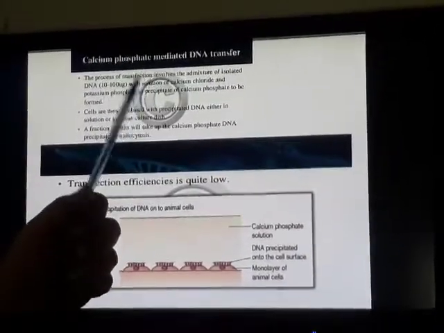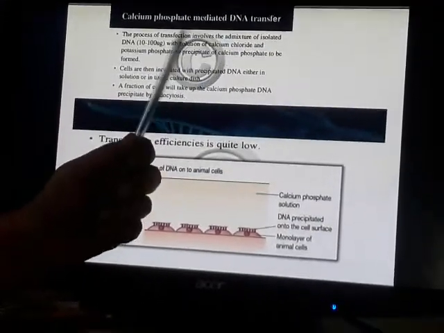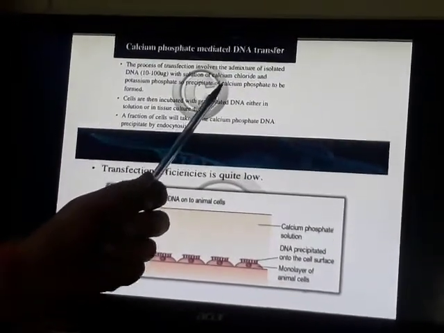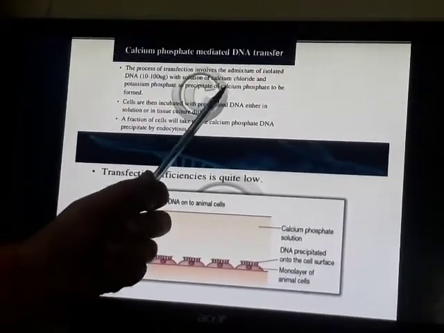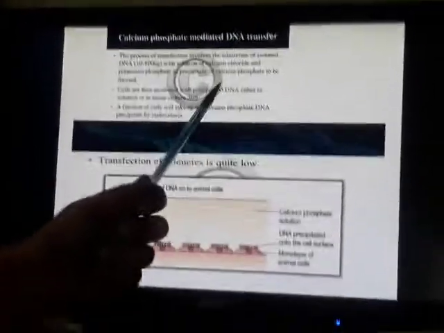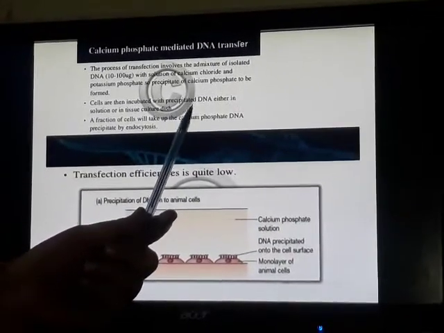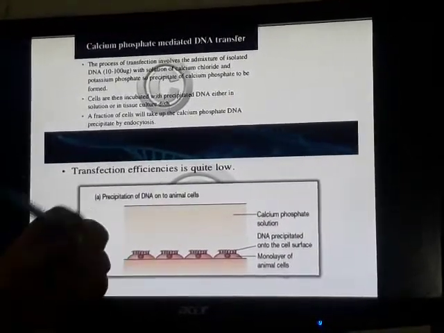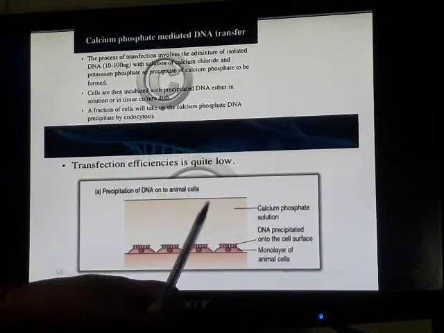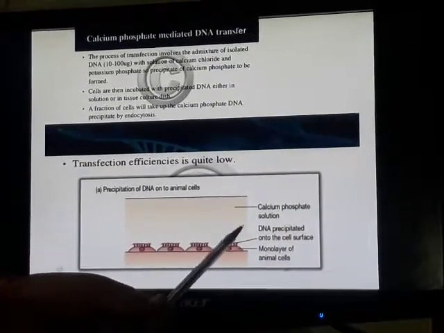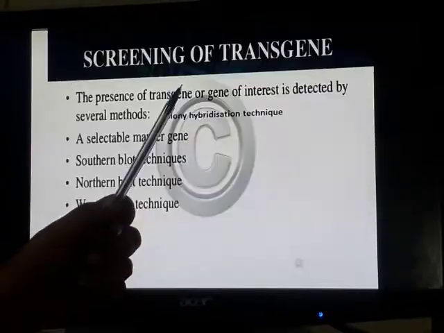The next method is the calcium phosphate method, where your DNA is incubated in a solution of calcium chloride and potassium phosphate. When calcium chloride and potassium phosphate are incubated with the DNA, you find a precipitate of calcium phosphate. This calcium phosphate gets precipitated down. Then the cells are incubated with the precipitated DNA, either in a solution or in a tissue culture dish. You can see here the precipitation of the DNA. They have used animal cells. Here is the calcium phosphate solution, and the DNA is getting precipitated on the cell surface. So this is calcium phosphate mediated DNA transfer.